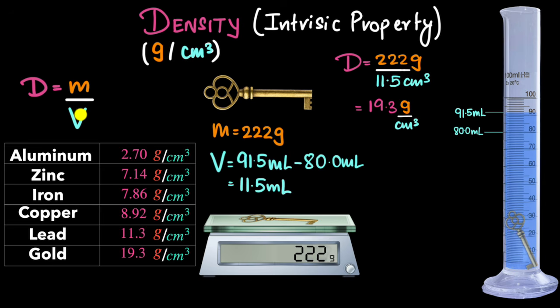So to summarize, to find the density of any object, just divide the mass of that object by the volume of that object. And since density is an intrinsic property, meaning it does not depend upon the amount of stuff, it only depends upon the material, we can use the density values to try and identify what material we are dealing with. And whenever we have irregular objects, we can find the volume using the water displacement method.